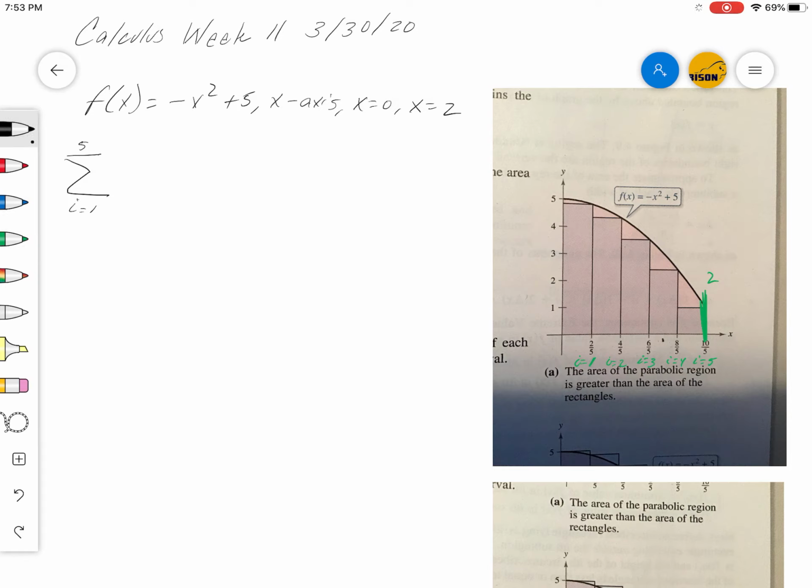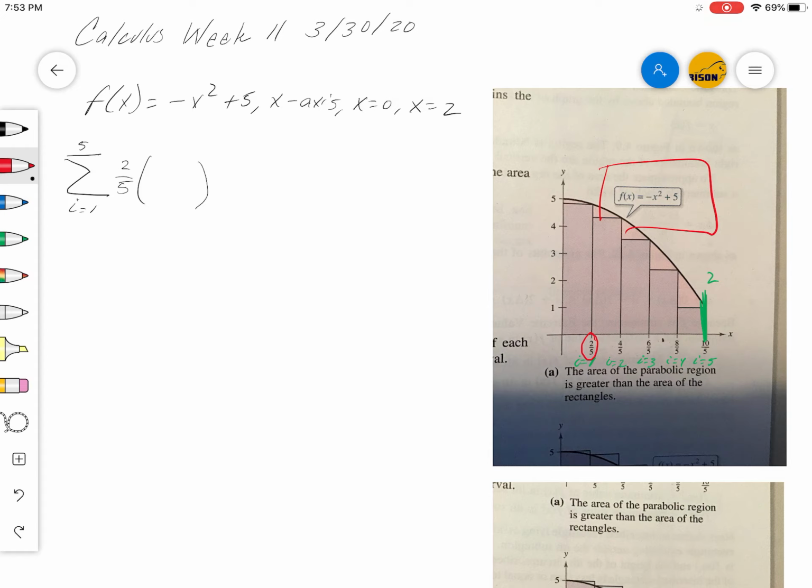So if we're finding the area of rectangles, we have to do length times width. Width is already 2/5, so all I've got to do is find out what the height is. I'm going to find the height by plugging in my values here. I'm going to plug 2/5 into the function, and that's going to output how high that is.